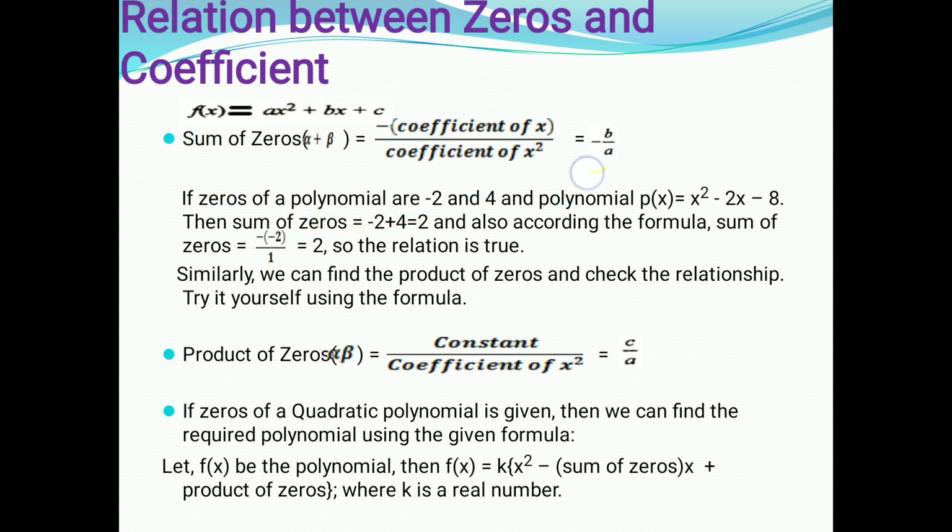For example, if the zeros of the polynomial are given as minus 2 and 4, and that polynomial is x² minus 2x minus 8, if we directly add them, we will get the answer 2, correct? And based on the formula, minus of minus 2 upon 1 is equal to 2. So we can see that both answers are the same, that is 2 equals 2, right? So on that basis, we can say that the relation is true. That is the relation between the zeros.